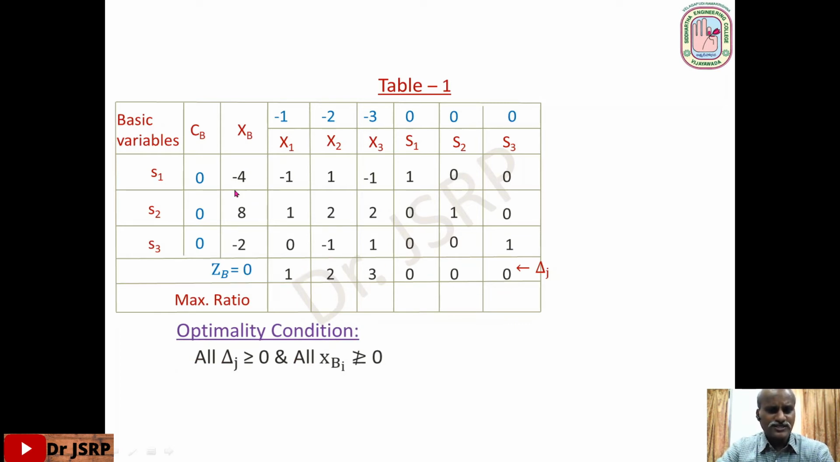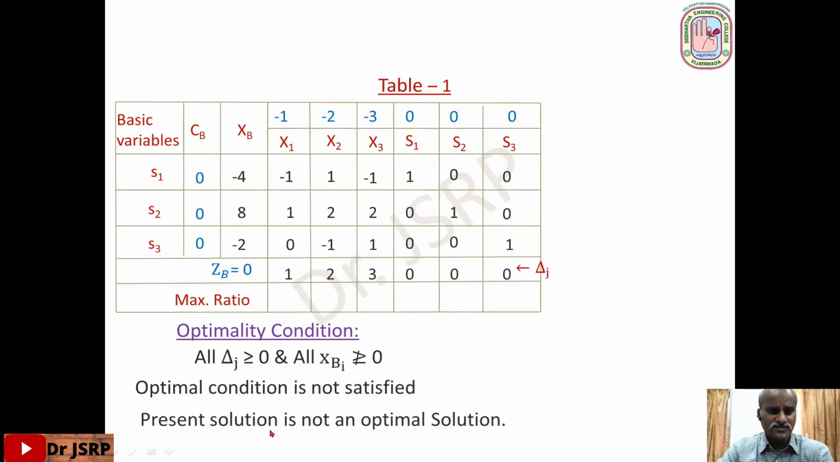And observe the solution values: minus 4, 8, minus 2. That is, not all xBi are greater than or equal to 0. So the optimal condition is not satisfied. So the present solution is not an optimal solution. Now we have to improve the solution.